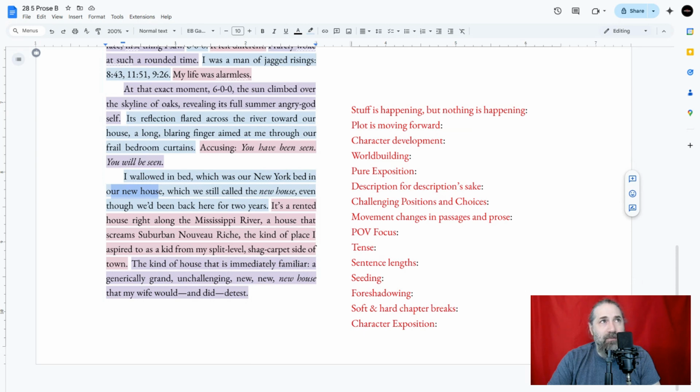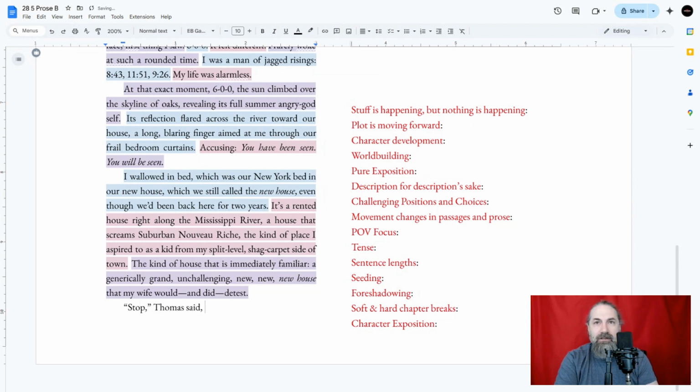And again, I wallow in my bed, in my new bed, in our new house. New house sets up the movement. So they have to explain the new house. The new house, which we still called new house. Now we have to define this. By the way, commas also, you have to create a new movement from the commas to explain what just happened. That's also a good way of saying, stop.